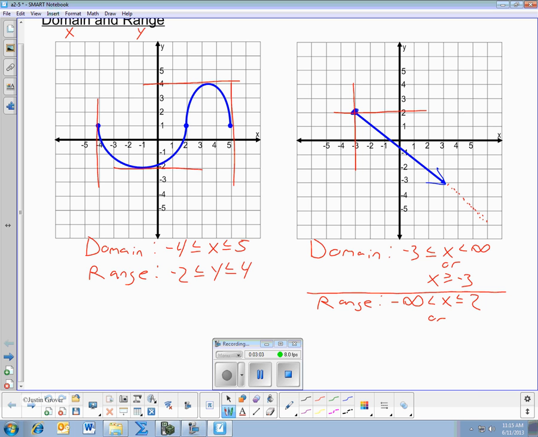Or, and I messed up a little bit there. I actually put an x value there. So let me replace that with a y. Or y is less than or equal to +2, because it's 2 and below.